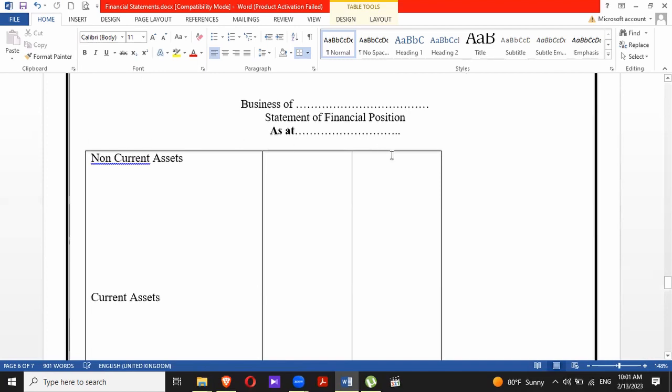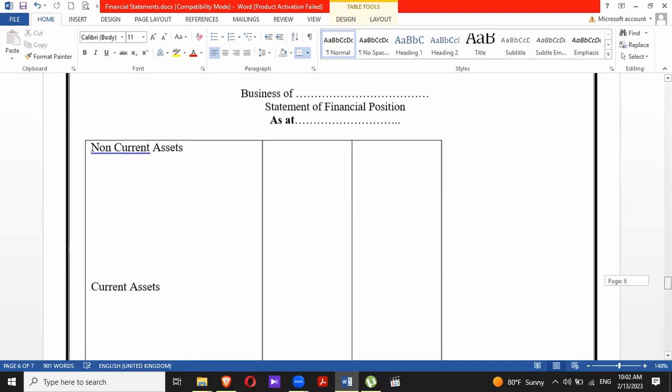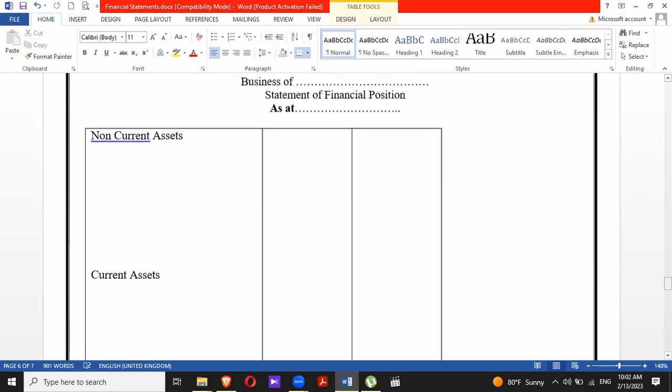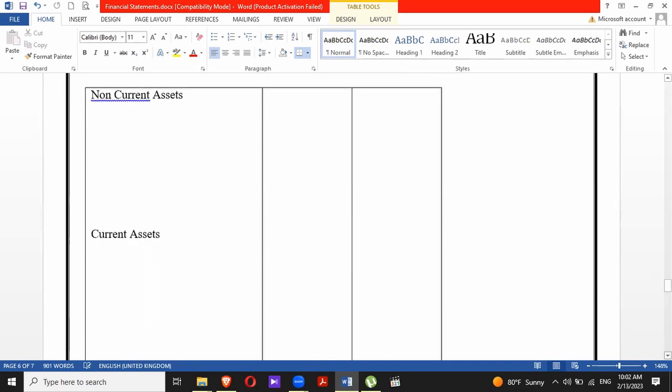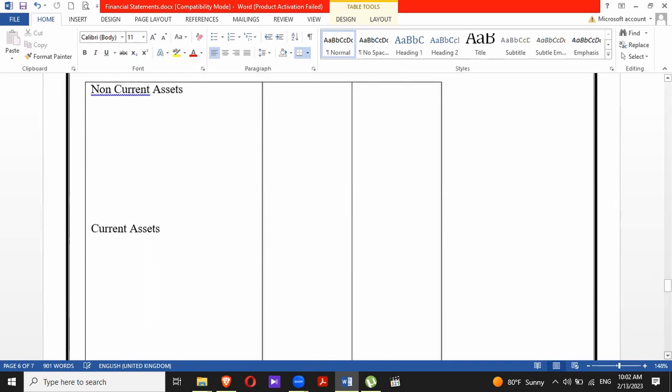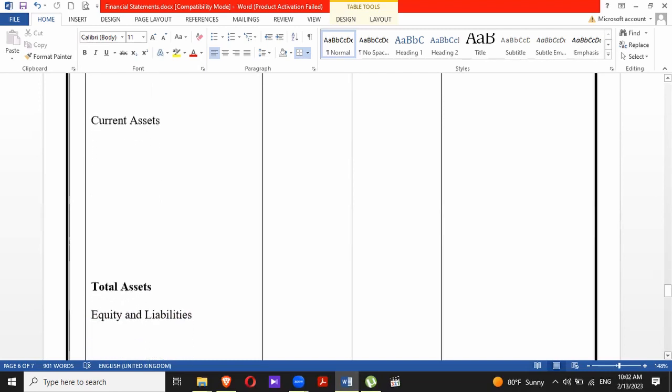Full page you have to take for this one also. Write the name using 3 lines; I'll explain how to write the name later. This statement of financial position is without adjustment, so only 2 columns are enough for amounts: 1 column for description and another 2 columns for amounts. First write the title non-current assets and leave 7-8 lines. After that, current assets, again leave 6-7 lines. After that, write the title total assets.